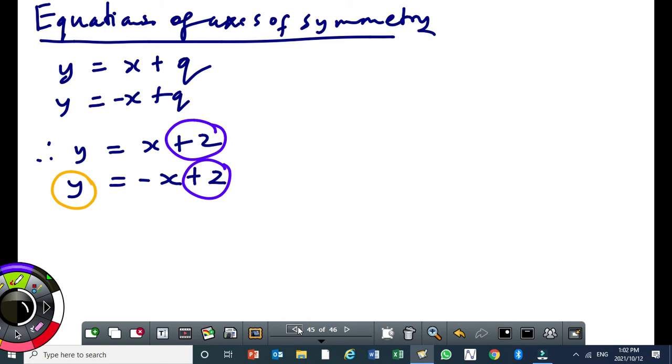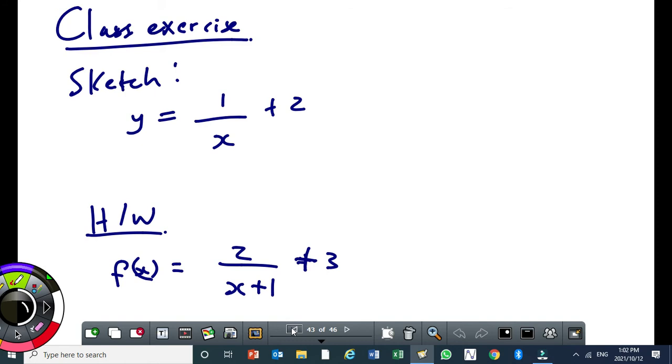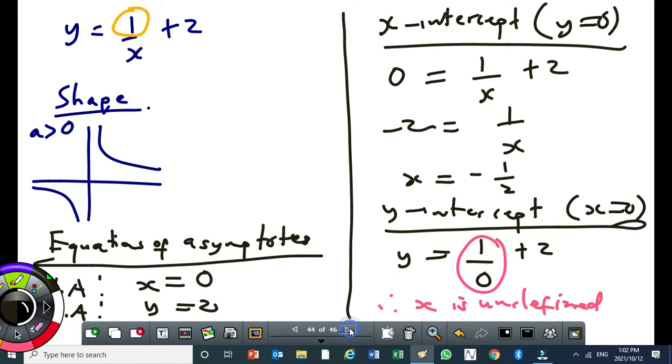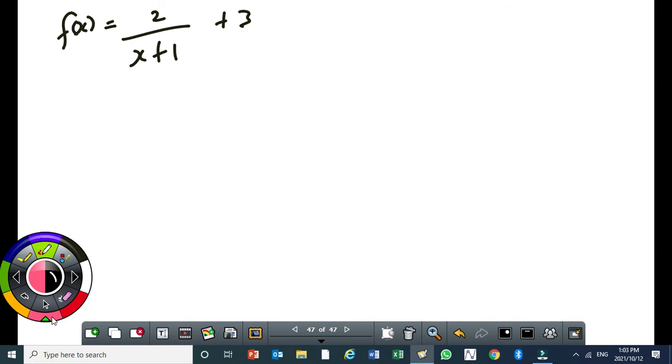Right. So now I have to sketch the next one. I'm going to follow the same procedure to sketch this. So f of x equal to 2 over x plus 1, plus 3. Now this is a grade 11 function because of this. There is a horizontal shift. Okay? So first, let's determine the shape.